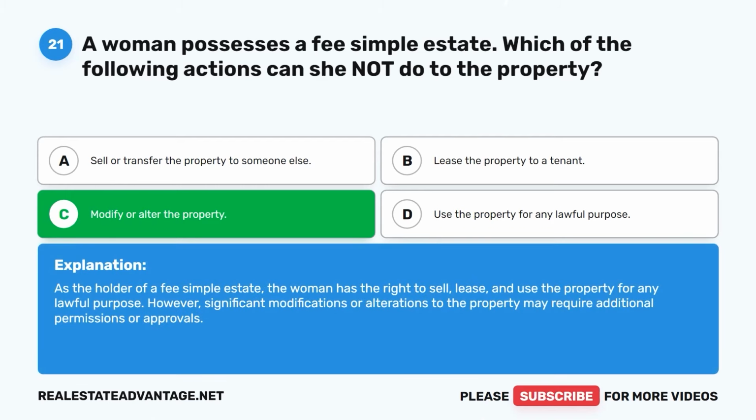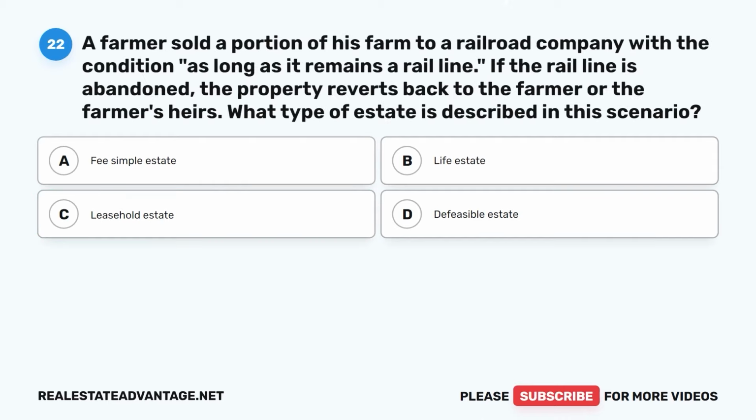As the holder of a fee simple estate, the woman has the right to sell, lease, and use the property for any lawful purpose. However, significant modifications or alterations to the property may require additional permissions or approvals. Question 22. A farmer sold a portion of his farm to a railroad company with the condition, as long as it remains a rail line. If the rail line is abandoned, the property reverts back to the farmer or the farmer's heirs. What type of estate is described in this scenario?